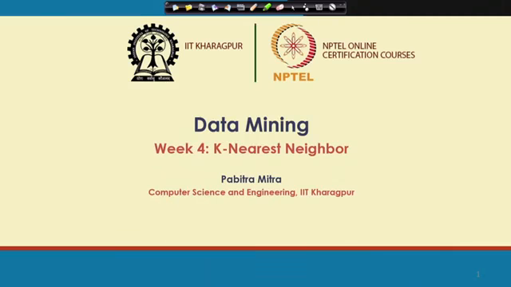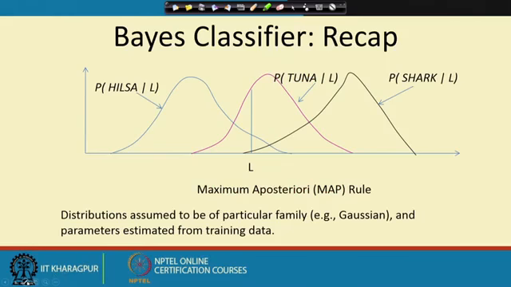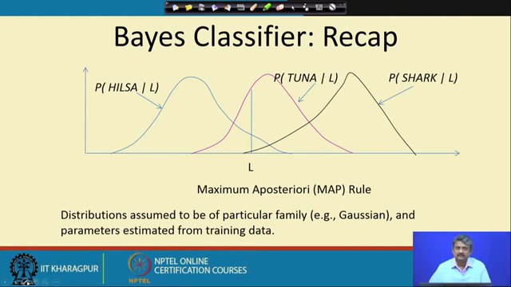Welcome to our discussion on the classification algorithms. We have studied two classification algorithms so far, the decision tree and the Bayesian classifier. We will next study the third classification algorithm called the k nearest neighbor classifier. I will explain this using my previous discussion on the Bayes classifier.